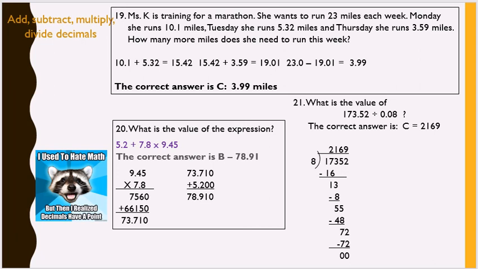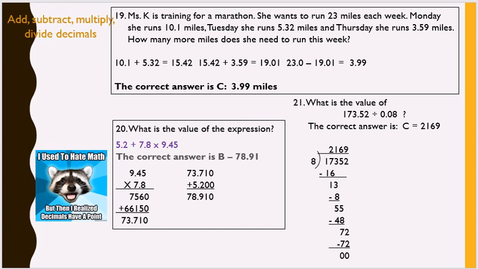Well, we begin by multiplying 9.5 times 7.8, because when you think of your order of operations, the first thing that comes, we have no parentheses, we have no exponents, but we do have multiplication. So we begin by multiplying.